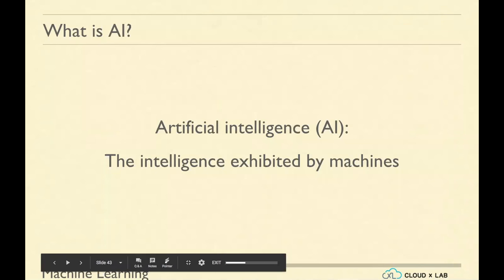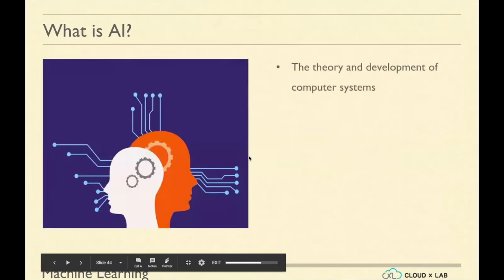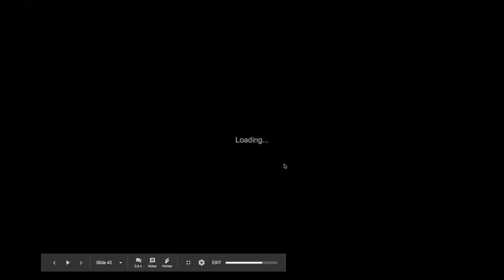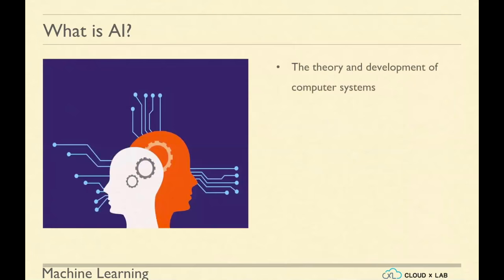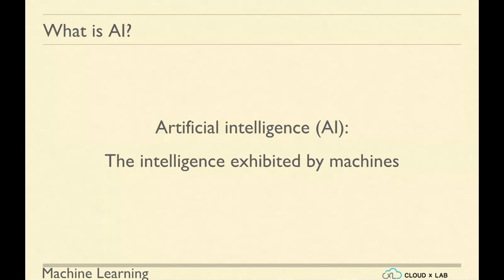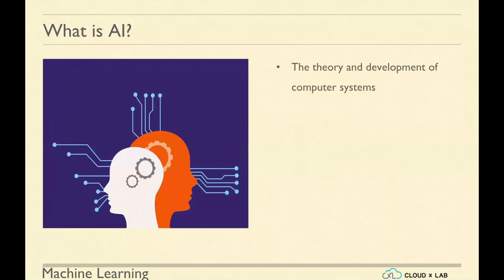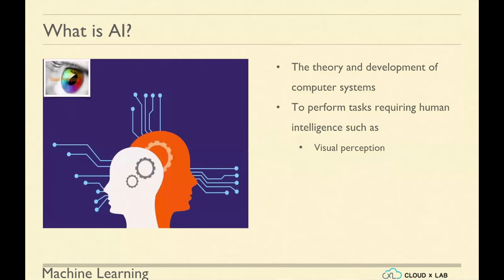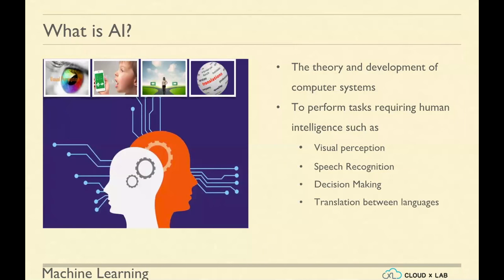Though it's something that I had not planned, I'll just walk you through quickly with the normal terms. So a common question that keeps coming is, what is AI? AI is basically the intelligence shown by the machines. It is the theory and development of computer systems to perform tasks requiring human intelligence, such as visual perception, speech, and decision making, and so on.